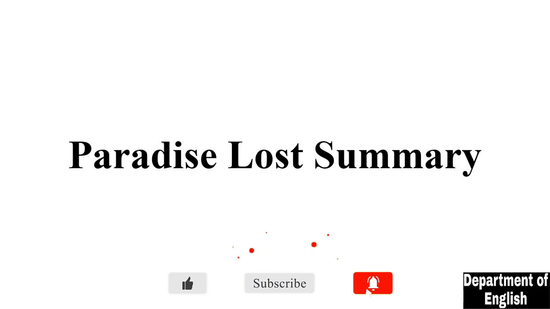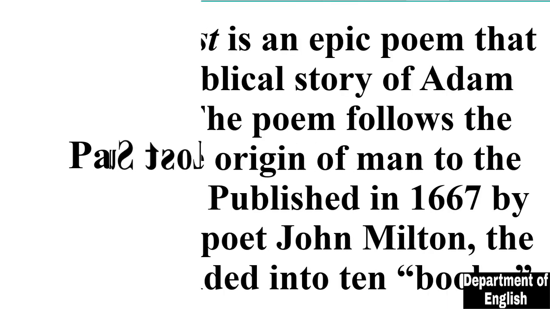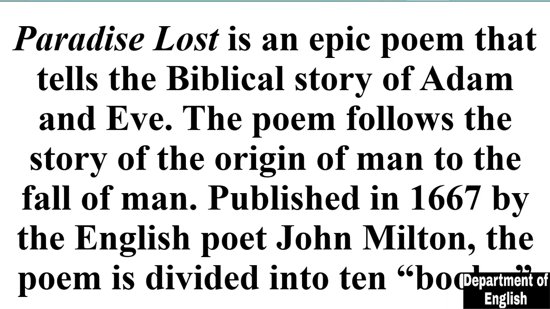Today's topic is Paradise Lost summary. Paradise Lost, written by John Milton. So, let's get started. Paradise Lost is an epic poem that tells the biblical story of Adam and Eve. The poem follows the story from the origin of man to the fall of man. Published in 1667 by the English poet John Milton, the poem is divided into 10 books.